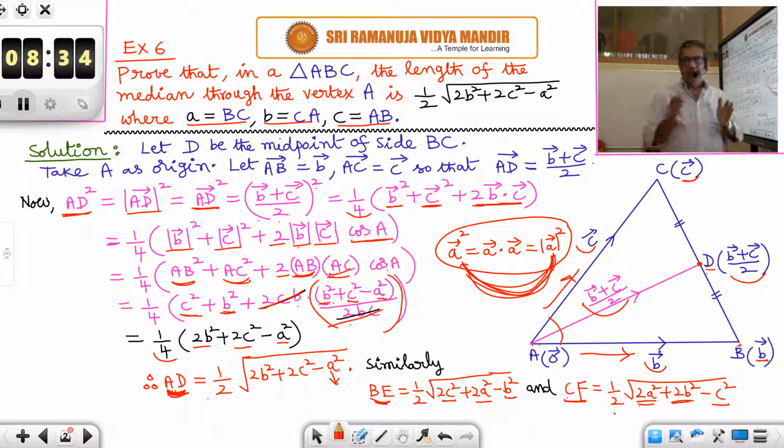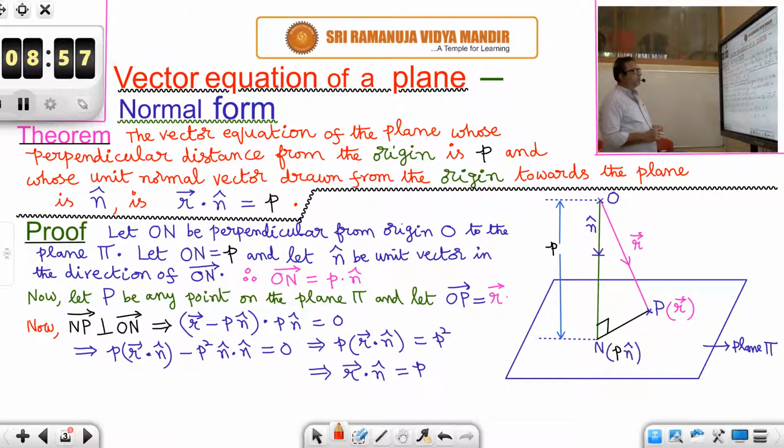So thus, if you know the lengths of the sides of the triangle, small a, small b, small c, then you can find the lengths of the medians of the triangle using these formulae. So actually these are formulas from the chapter properties of triangles. So we are going to deal with it in trigonometry. Okay. Next I think there are some theorems.